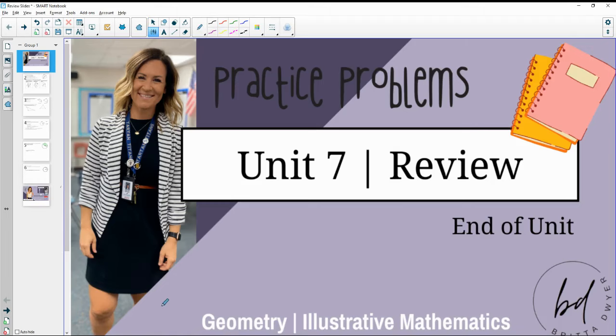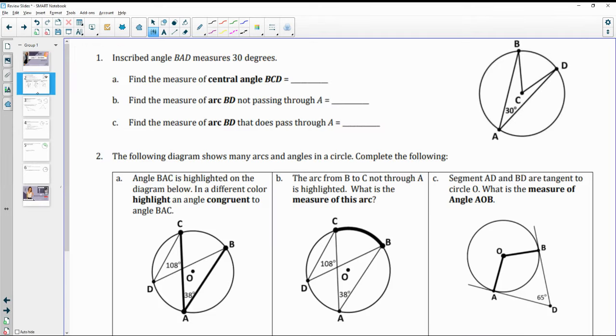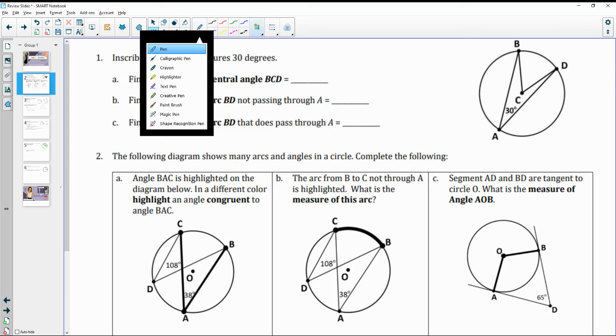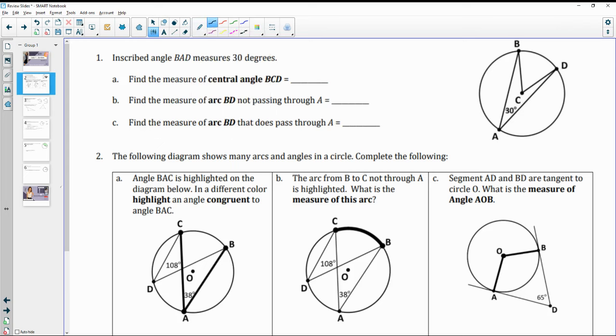In this video, we're going to look at the Unit 7 end of unit review for geometry. Number 1 gives us an inscribed angle BAD at 30 degrees, which we can see in this picture right here. So BAD is this angle, and it asks us to find the measure of the central angle. So here's the inscribed angle that they gave us, and here's the central angle that they're looking for.